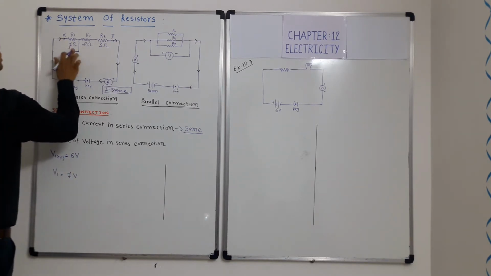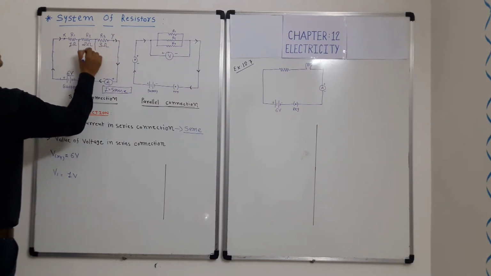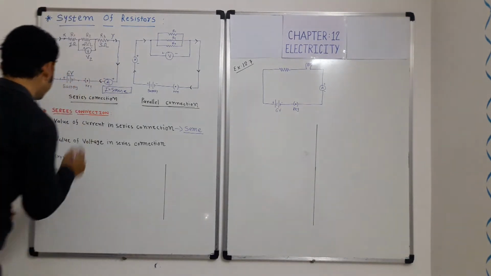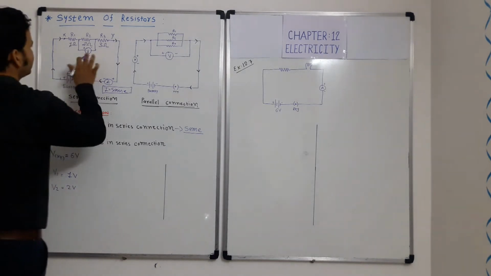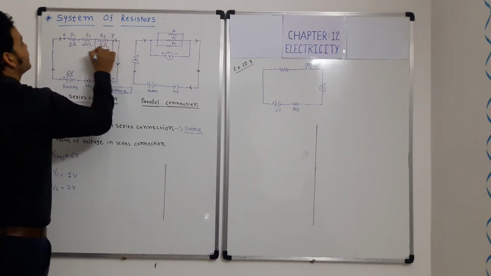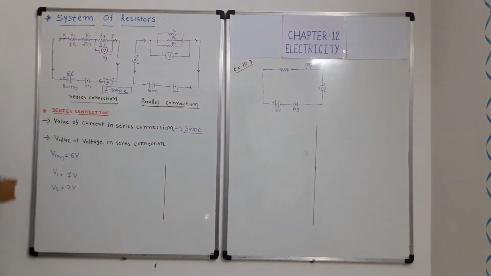Now I am removing the voltmeter from here and I am connecting across R2. So here once again the voltmeter is there and this voltage is V2. Once again I am measuring this value of voltage, and here I am getting V2 equal to 2 volt. Once again I am removing this voltmeter and I am connecting it across R3. So here V is there, plus and minus. The value of V3 I measure, and it is, let's say, 3 volt.